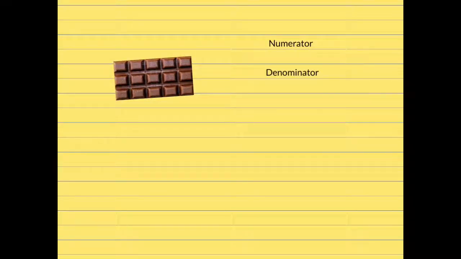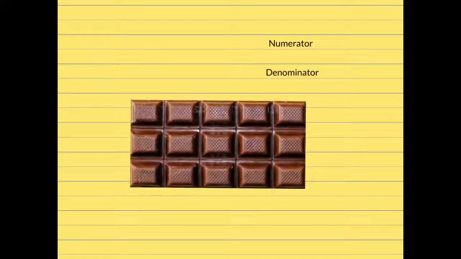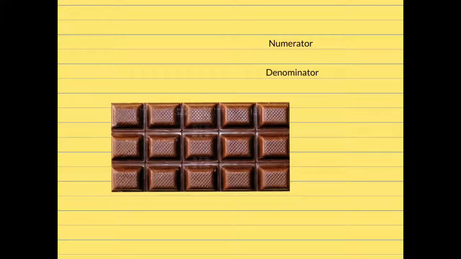What we're going to do is we're going to have a chocolate bar. So you can see here we've got equal bits, so that's important. The most important thing about fractions is each part must be equal in size. So obviously chocolate's a good example because they are equal in size. So we've got 15 nice scrummy bits of chocolate.